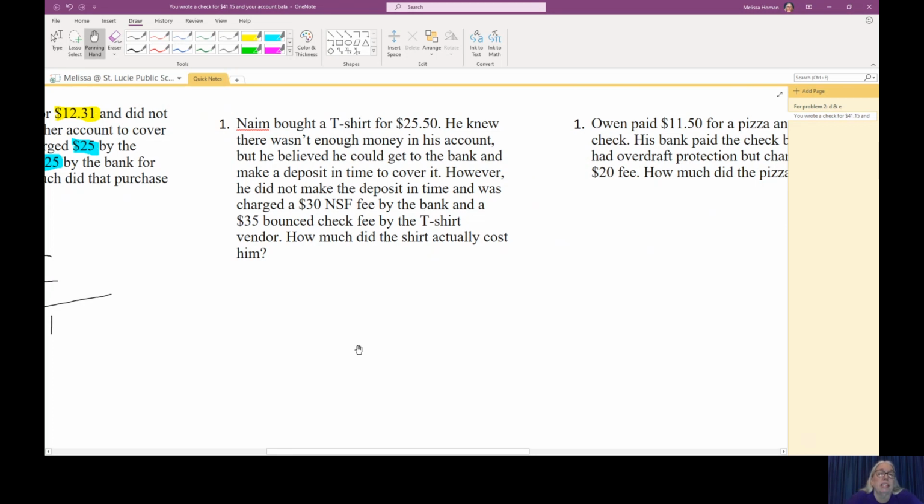And when you're done writing that down or entering the answer, here is the next one. Name bought a t-shirt for $25.50. He knew there wasn't enough money in his account, but he believed he could get to the bank and make a deposit in time to cover it. However, he did not make the deposit in time and was charged an NSF fee by the bank and a $35 bounce check fee by the t-shirt vendor. How much did the shirt actually cost? So this is a fixed cost right here. You will be charged that, but in addition, in this case, we have to add 30 and 35.